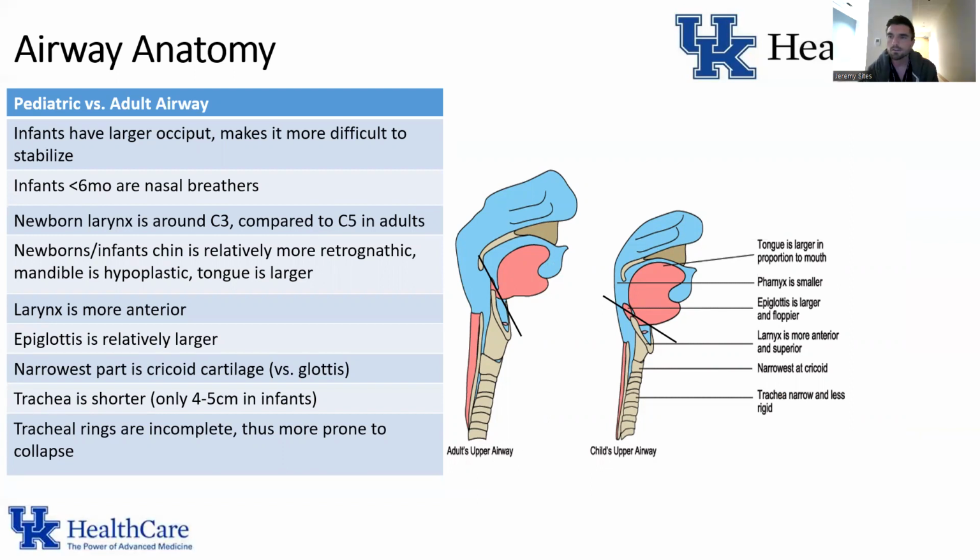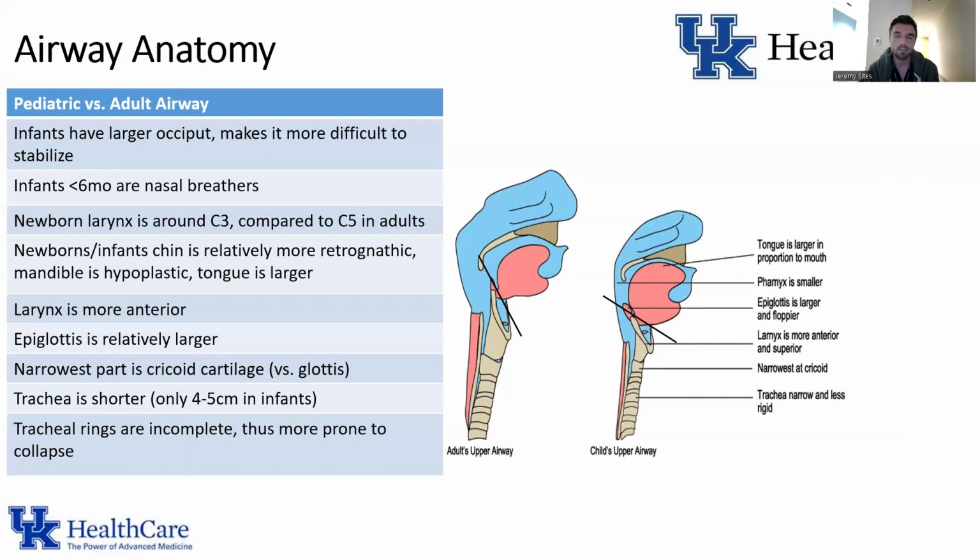Infants less than 6 months old are considered nasal breathers. You'll hear the term used that they're obligate nasal breathers. You'll see that in textbooks and probably on board exams. I think it's fine to think of them that way. In truth, they're probably not obligate nasal breathers. I think pediatrics has moved away from that thought process. They are preferential nasal breathers, meaning that they do prefer to breathe through their nose, but they can breathe through their mouth when needed.